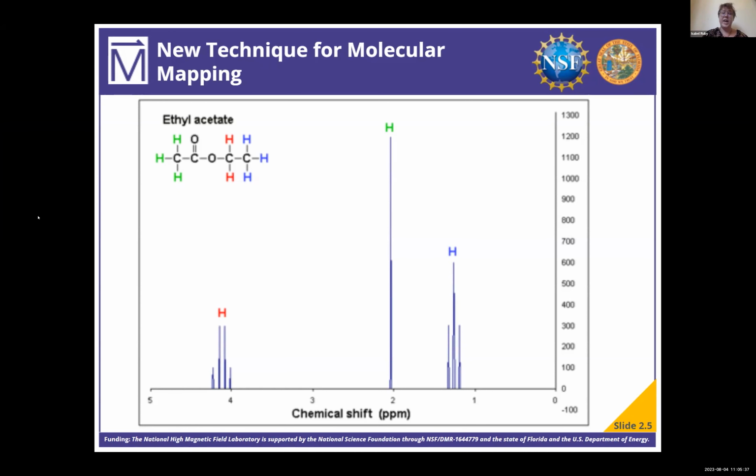And there's a rule, an n+1 rule. So you can see the blue hydrogens are split into essentially a triplet, because there's two neighboring hydrogens, 2 + 1, n+1, 3. And the red hydrogens, there may be two of them, but there's three neighbors, and so that causes it to split into 4.